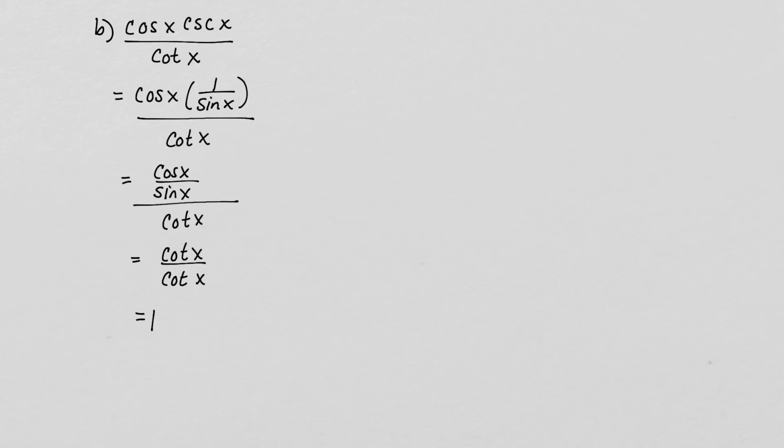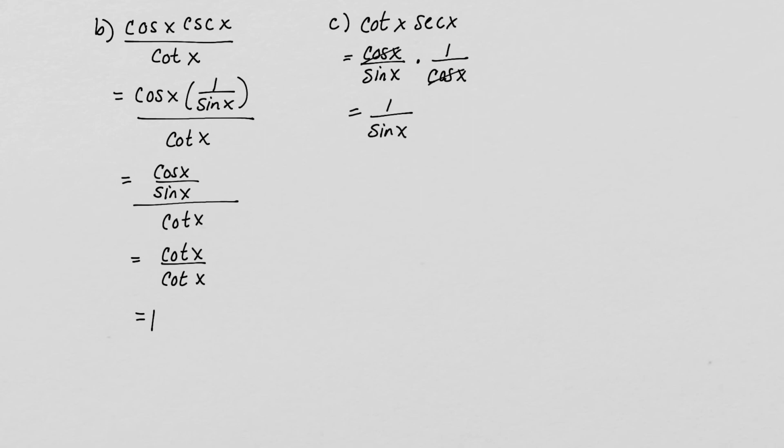So we'll do another one here. So one more here. Well, we'll do two more actually. Cotangent of x times the secant of x. So here I would probably change everything into sines and cosines. So cotangent is cosine of x over sine of x. And secant is 1 over the cosine of x. So my cosines of x would cancel. So I get 1 over sine x. But 1 over sine x is cosecant of x.